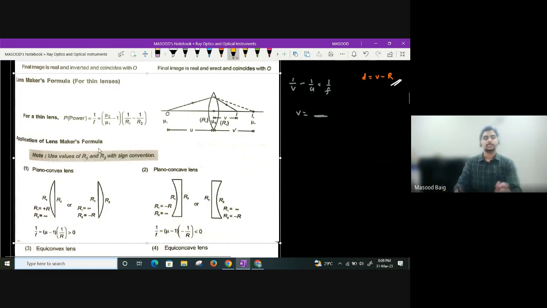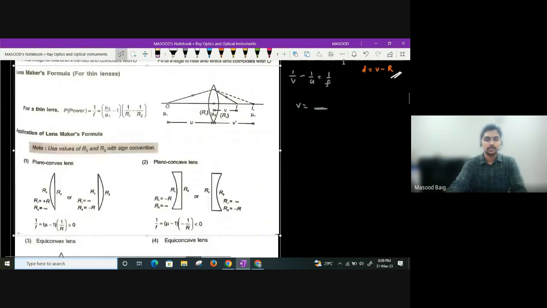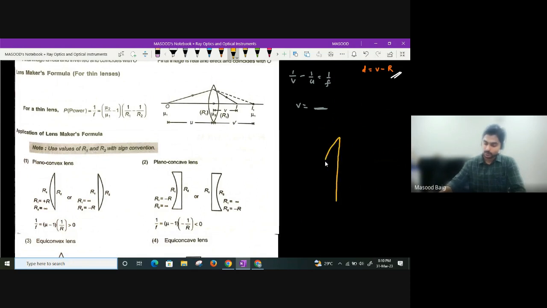Right. So as I said, the lens maker formula can be used for finding out the focal length of any type of lens, which is given by mu2 by mu1 minus 1 into 1 by R1 minus 1 by R2. For different types of lens, the formula is given here. I will just explain it for one of the lenses so that you can understand it easily for the other lenses, guys. So basically, I'll take a plano-convex lens, and I'll take it in reverse manner.